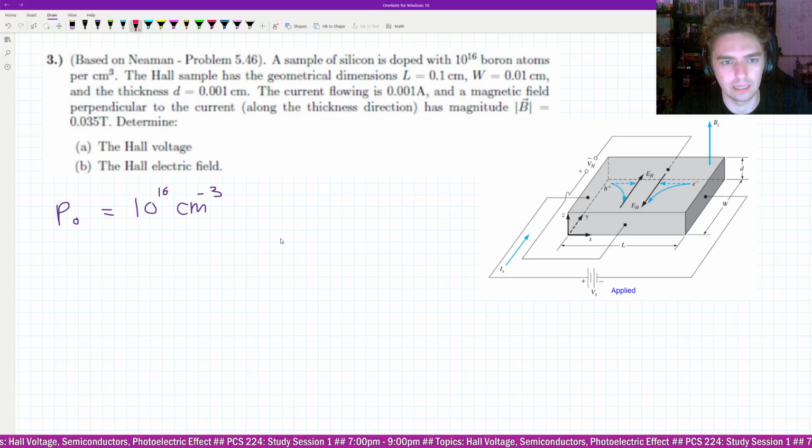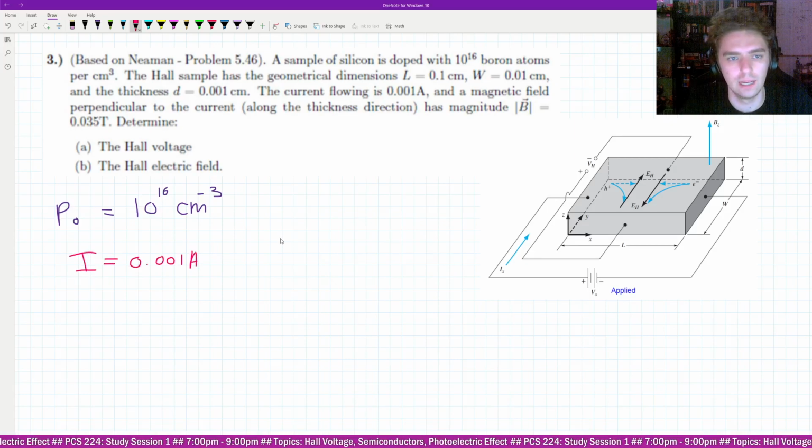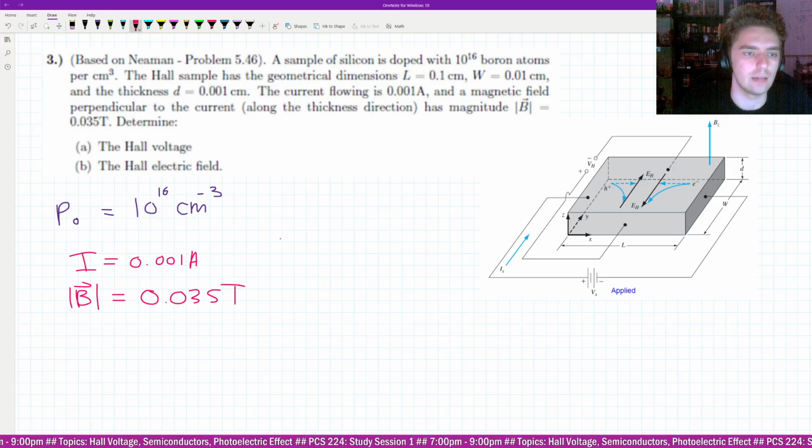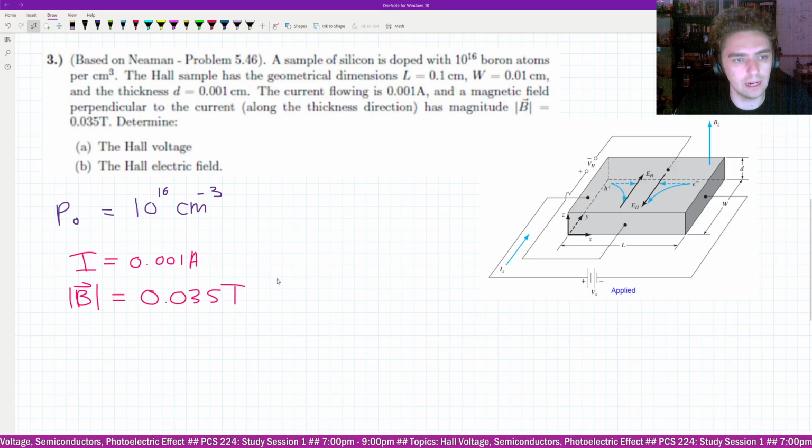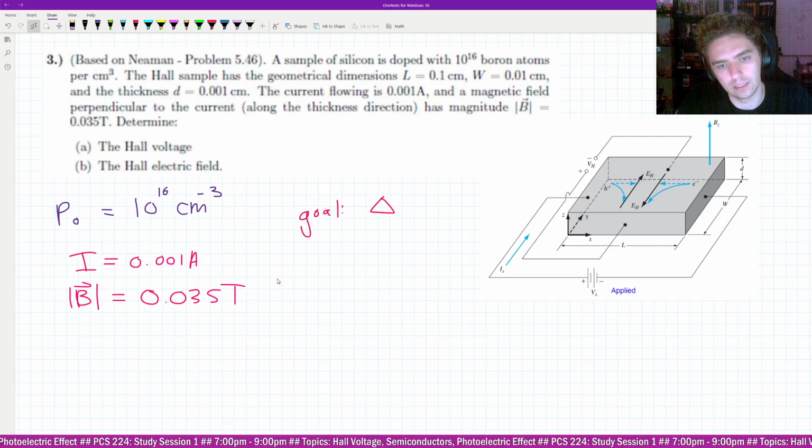Well, actually, maybe I'll label it now. The current flowing is, I'll write that here, 0.001 amps, and the magnitude of the magnetic field is equal to 0.035 Tesla. Okay, and so from here, we want to determine the Hall voltage. So I'll say goal is our delta VH, right?